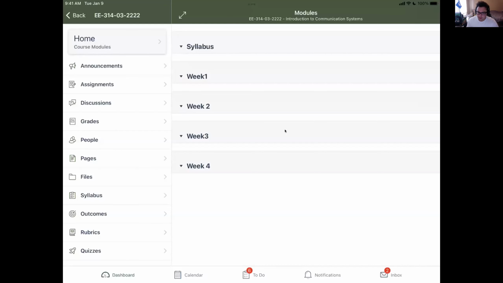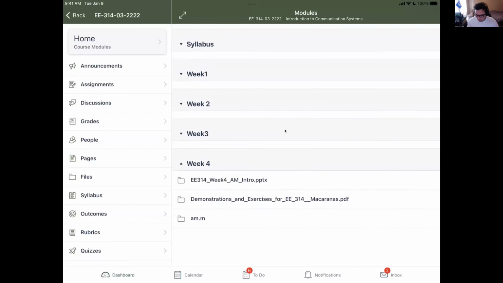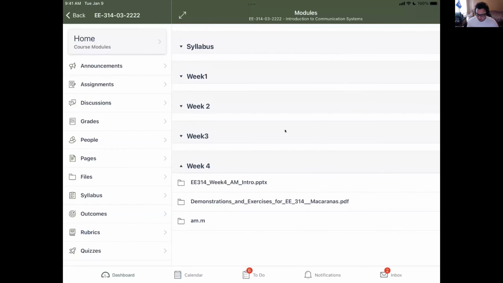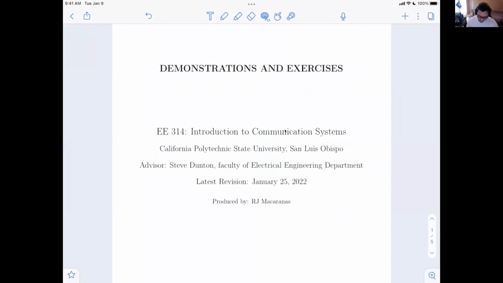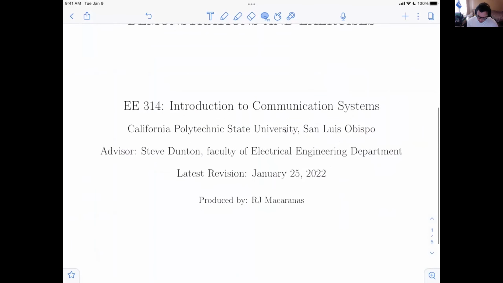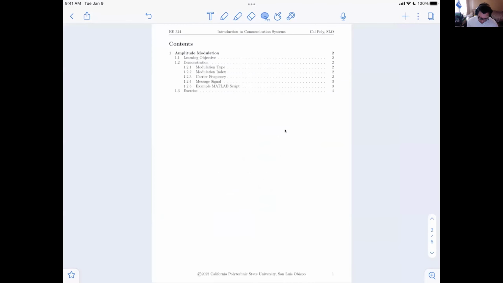Okay, so here I'm looking at the Canvas page, and under week 4, I've posted this demonstrations and exercises for E314. That's a PDF, and I've also uploaded this am.m, which is the example script that I'll be using. So once you open up that PDF, this is what it looks like. And then we can go ahead and go to the first section, which is just amplitude modulation so far.